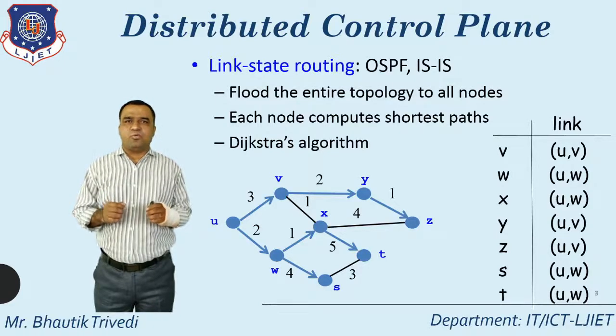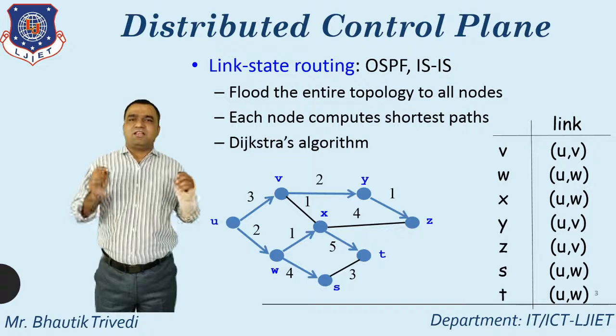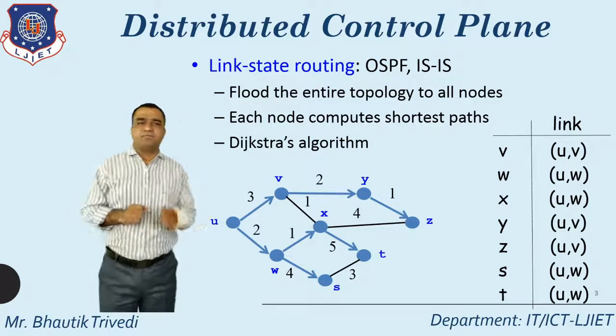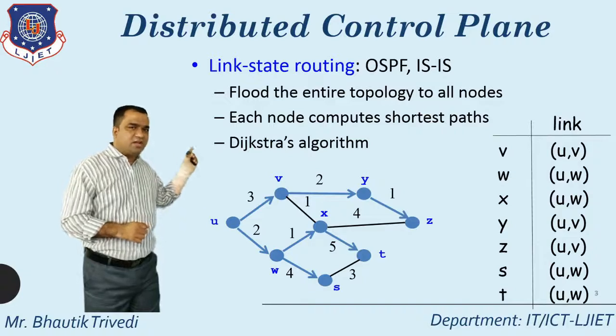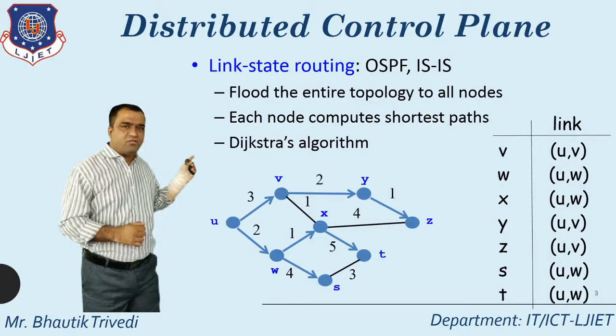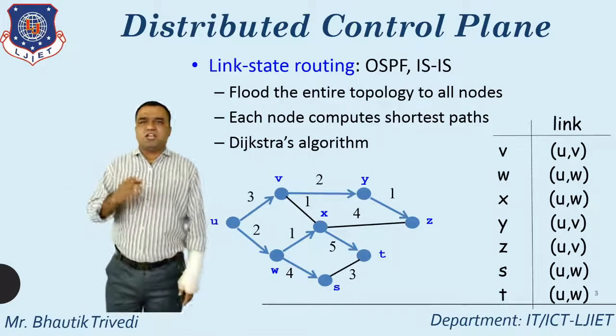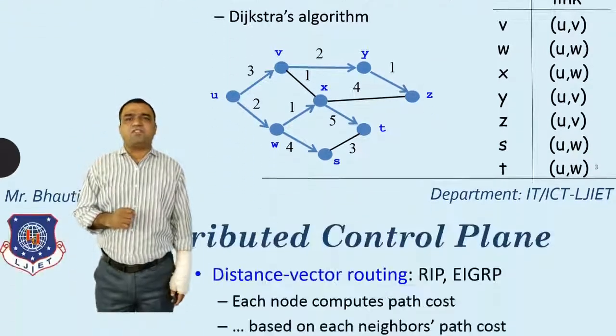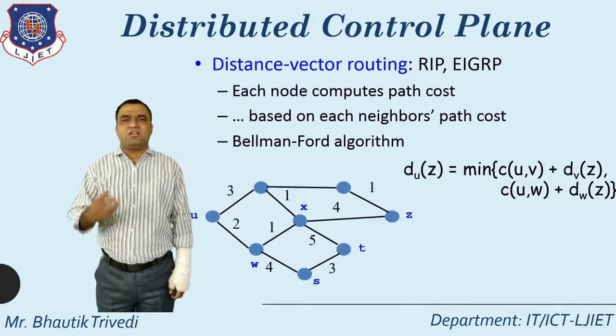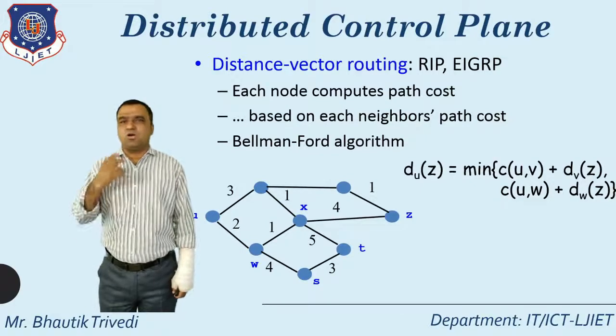So flood the entire topology to all the nodes, and each node computes the shortest path. Again, the table remains the same logic, whatever I discussed in the previous slide. So here you just see that it is related to the link state routing concept. After that, another routing, that is the DV routing.